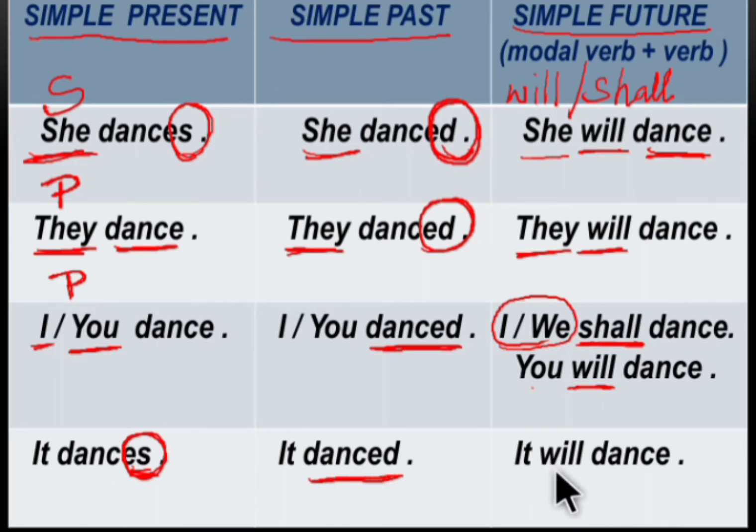And in the simple future tense, it is the third person pronoun, and so we use will and the verb in the present tense. So this is how the comparison goes on with the three tenses: the simple present, simple past and simple future, when the verb denotes an action.